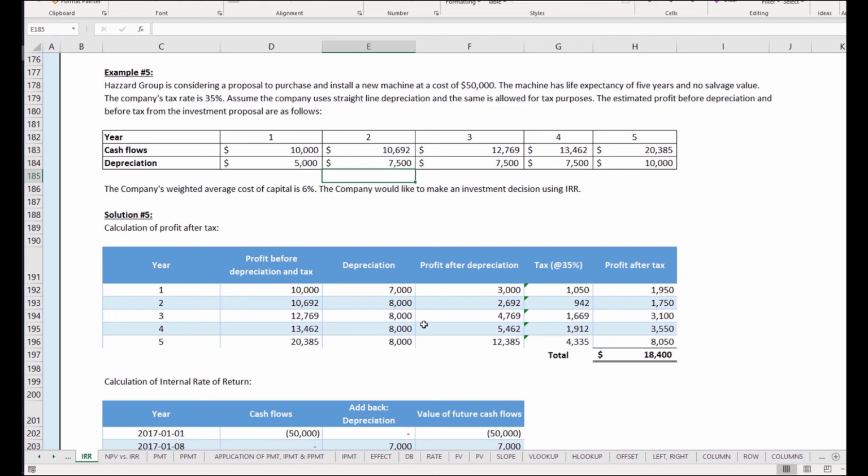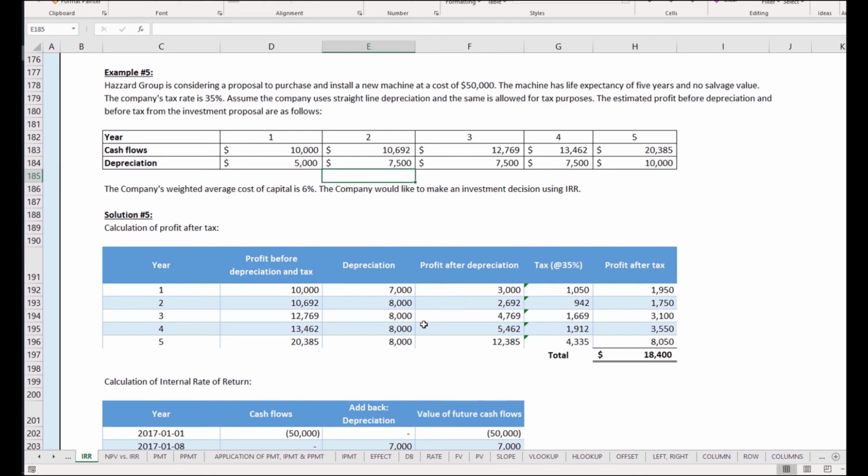The estimated profit before depreciation and before tax from the investment proposal are as follows. As you can see, in year 1, it starts at $10,000 of cash flows, and by year 5, it reaches $20,385. The company's weighted average cost of capital is 6%, and the company would like to make an investment decision using IRR. The calculation of the profit after tax is outlined in the table starting in row 190.